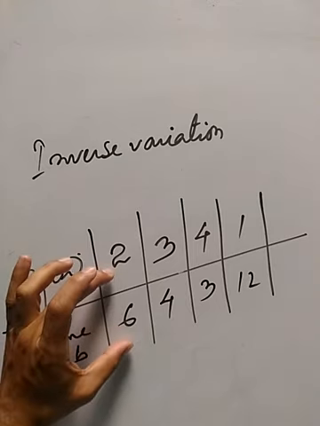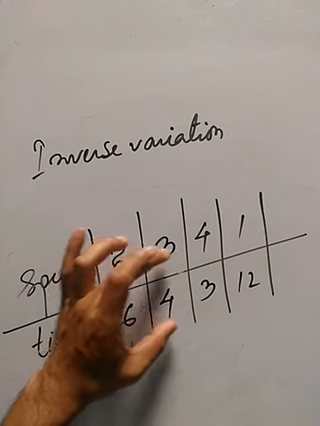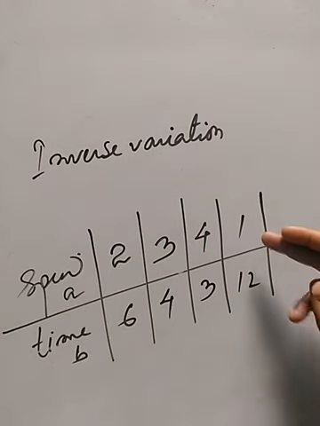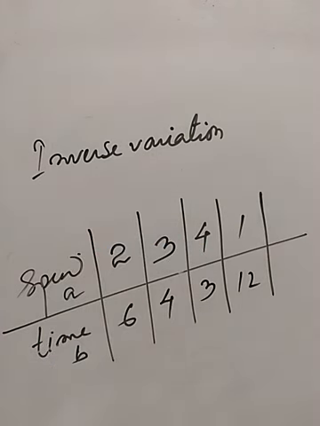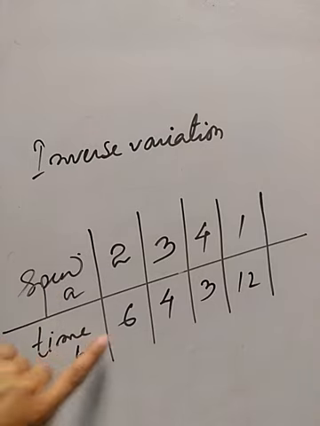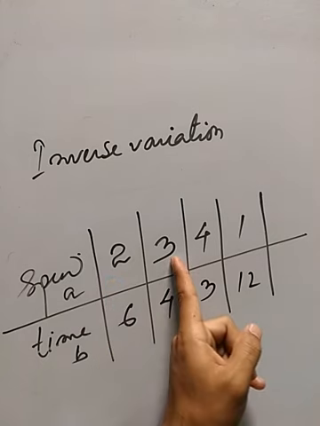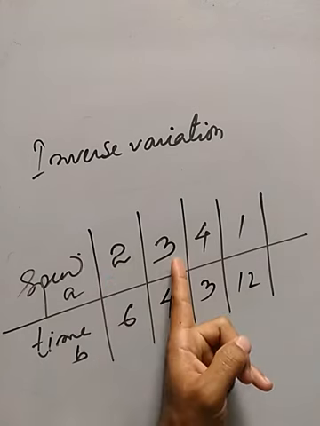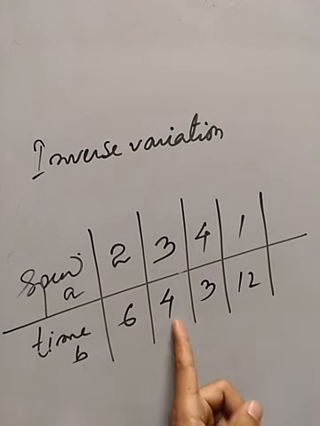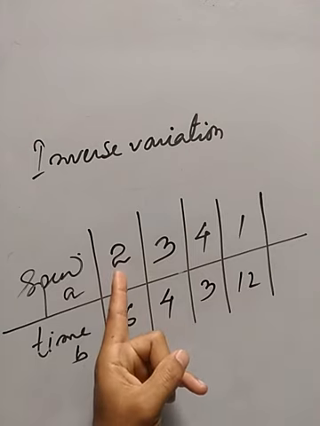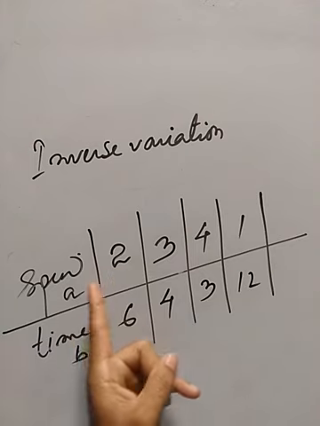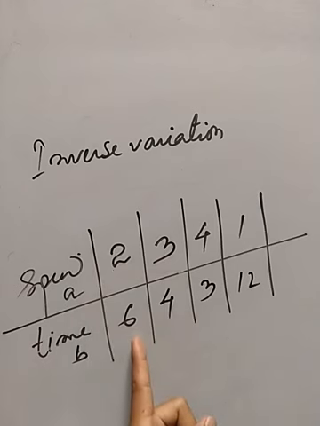2 and 6 are corresponding values, 3 and 4 are corresponding values, 4 and 3 are corresponding values. Similarly, 1 and 12 are corresponding values. When A is 2, B is 6. And when A is 3, that means A increases, and B is 4. When the quantity A increases, the quantity B decreases.